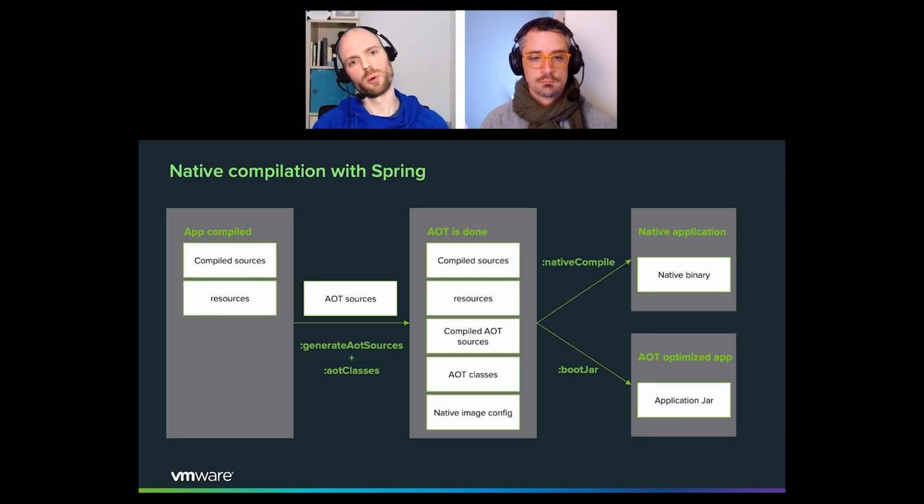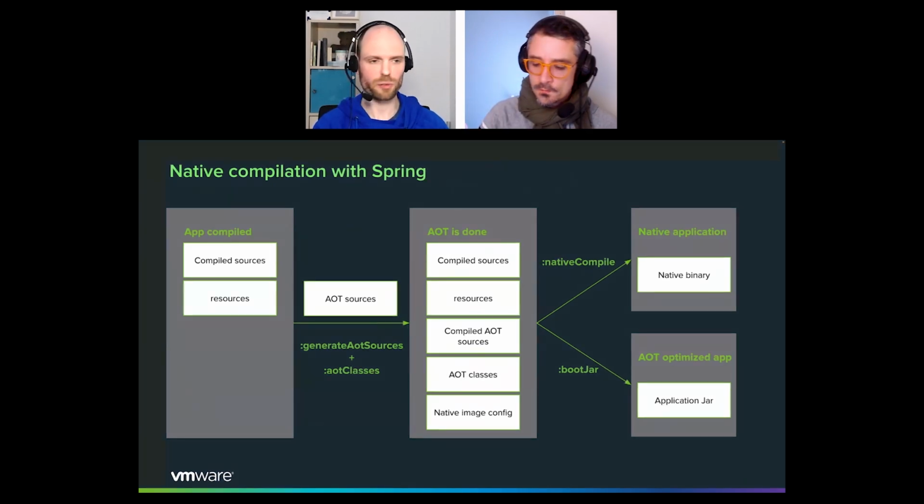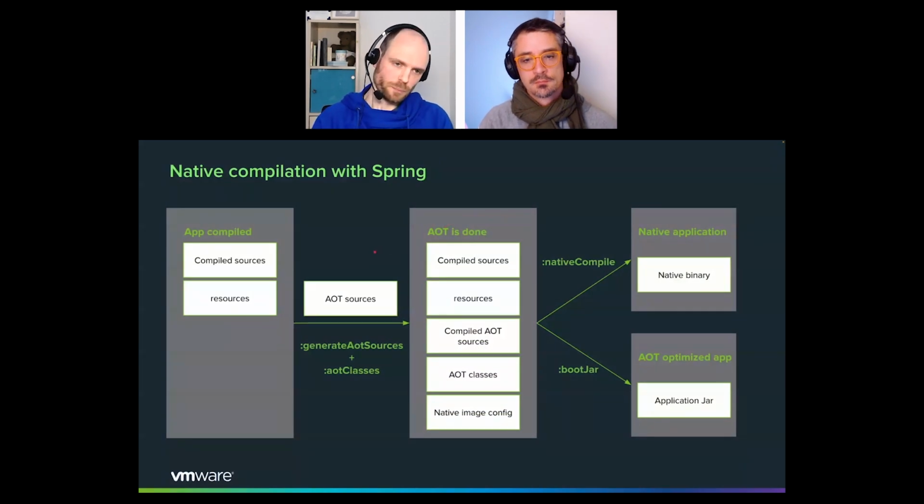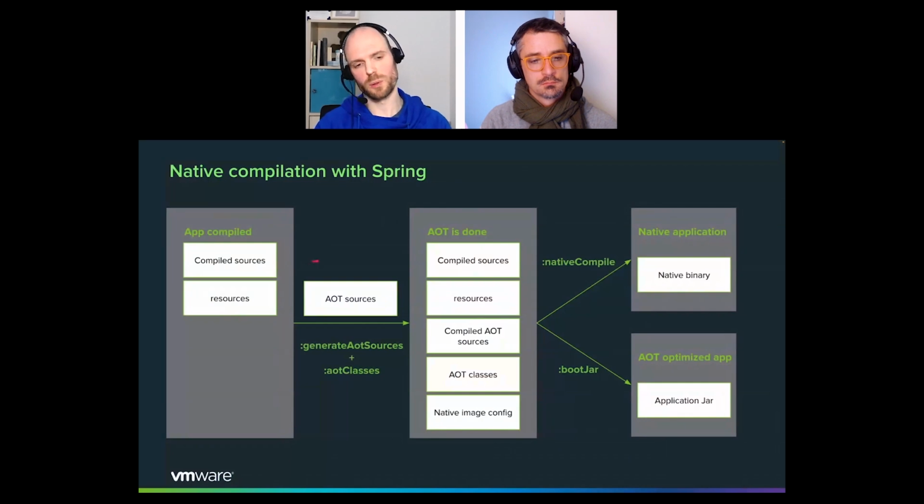So if we take a look, what happens if you type in Gradle native compile or Maven native compile or Maven compile? This is what usually happens on the JVM. So your source code is compiled into bytecode and the resources are put into the jar. And what we do on top of that is we generate AOT sources. AOT stands for ahead of time, which means it's not compiled afterwards, but in the build process. So we kickstart the Spring Framework AOT transformation engine, which generates source code.